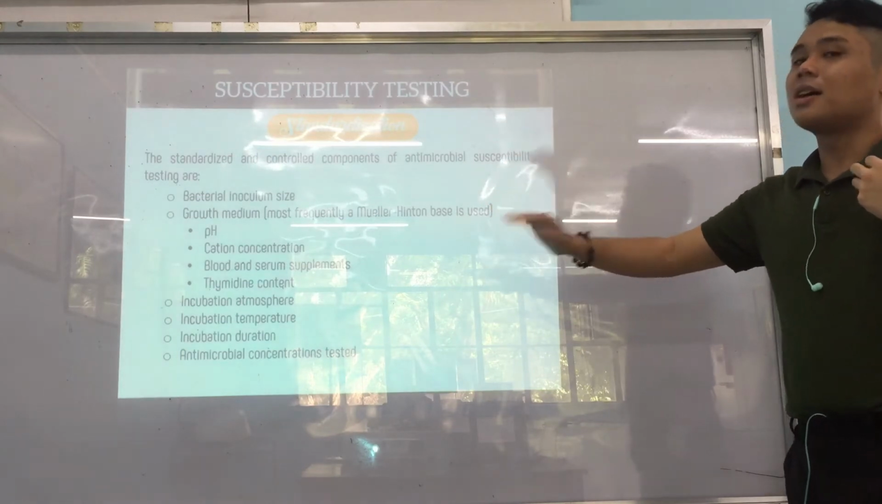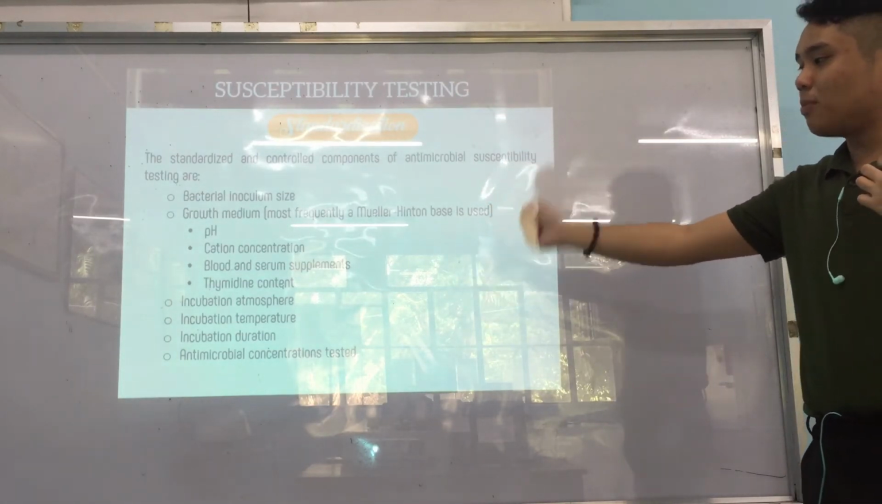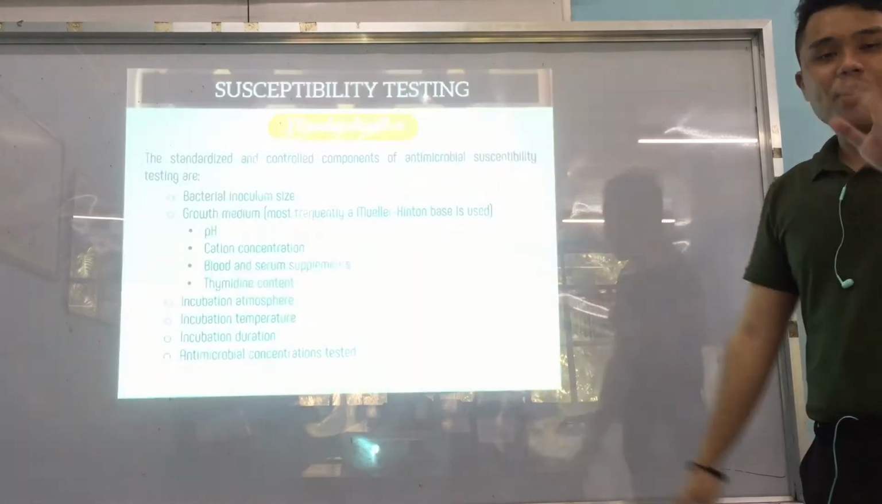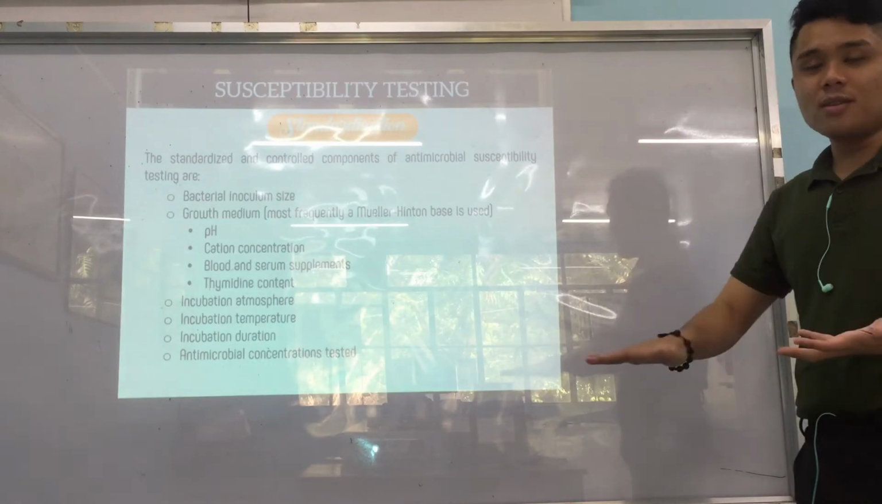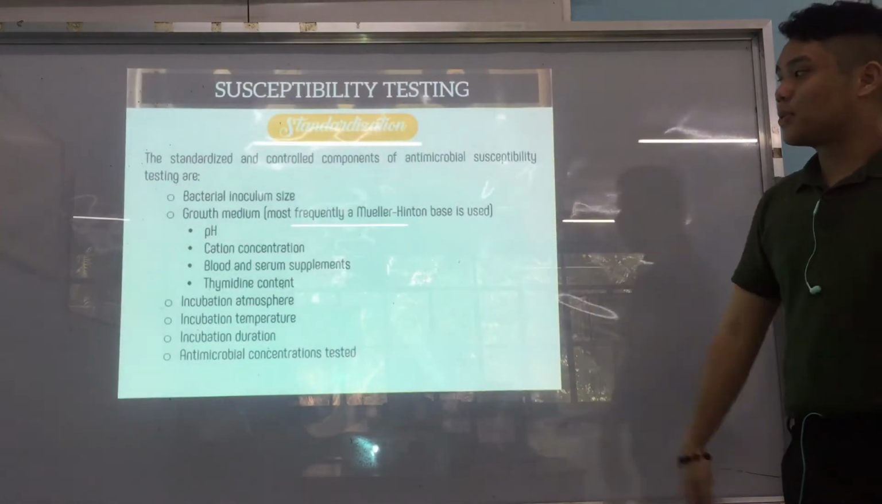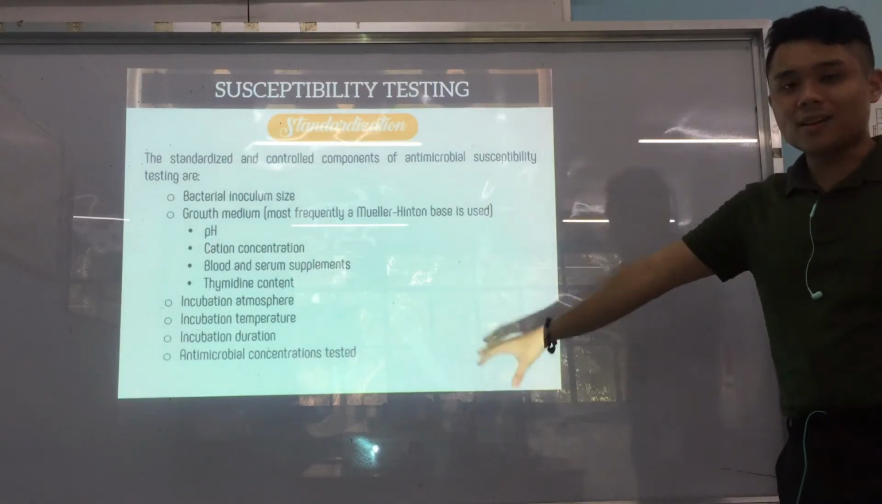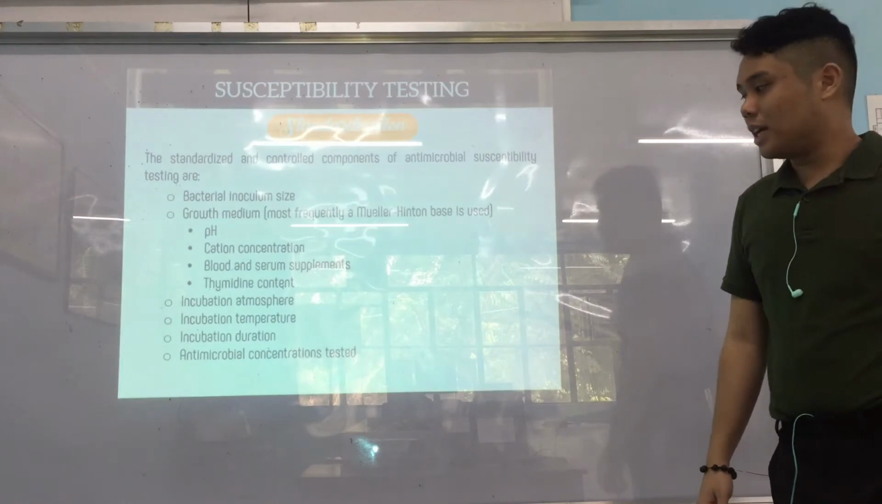You have pH, cation concentration, blood and serum supplements, thymidine content, and incubation. And then, of course, in terms of incubation: the atmosphere, temperature, and duration, like how many days we incubate it, at what temperature, at what atmospheric condition. And lastly is the antimicrobial concentrations, or the concentrations of the drugs that we test.